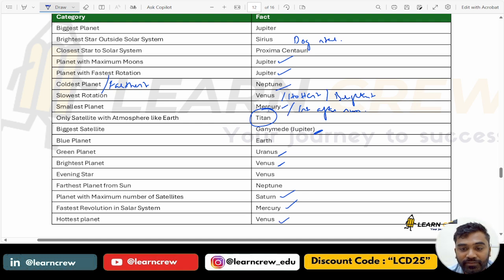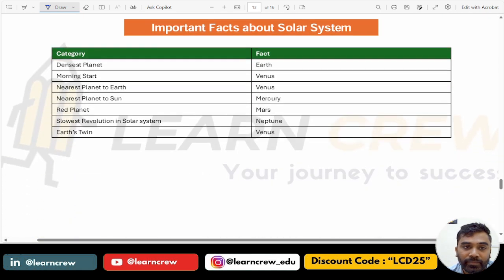Hottest planet, Venus. Densest planet, Earth. Morning star, Venus. Nearest planet to Earth, Venus. Nearest planet to Sun, Mercury. Red planet, Mars. Slowest revolution in the solar system, Neptune. Earth's twin, Venus. So these are pretty straightforward concepts of your solar system.